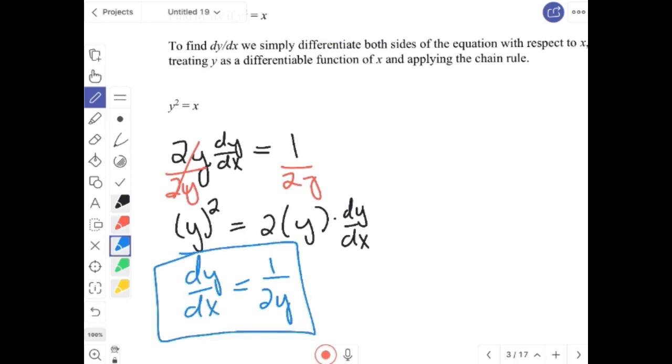Okay, and again, just to walk you through that again, we thought of y squared as a function within a function. So we have 2y and then times the derivative of y, which we're just calling dy/dx because it's with respect to x, and then is equal to the derivative of x, which is 1, and then we're getting dy/dx by itself.